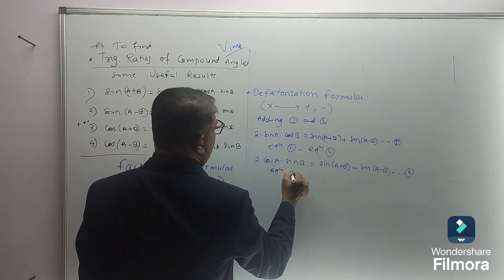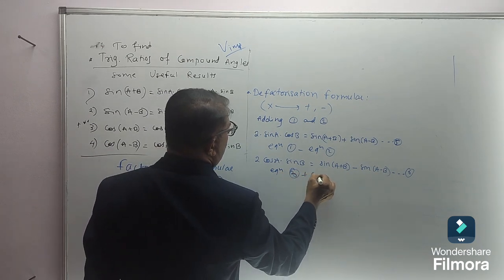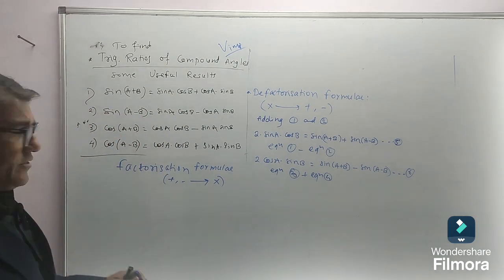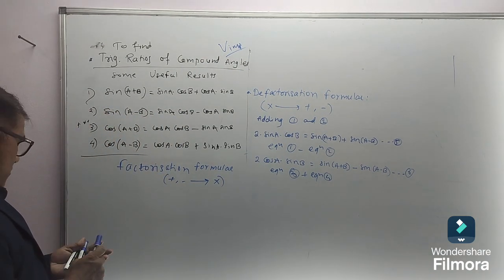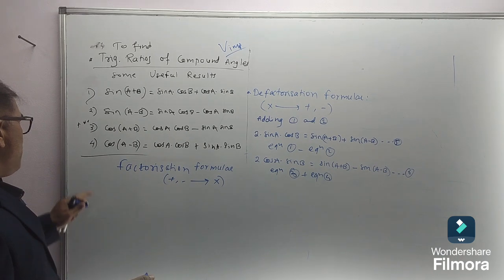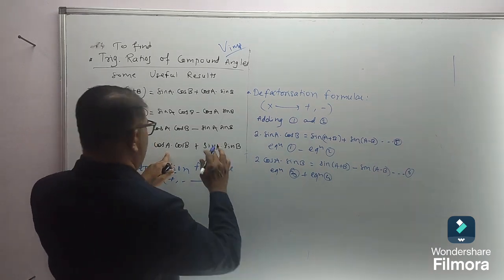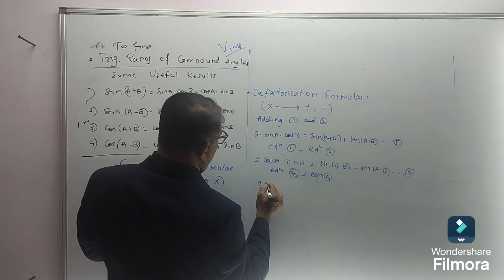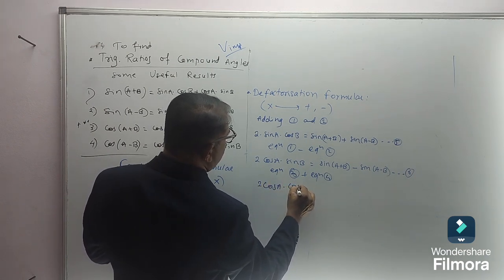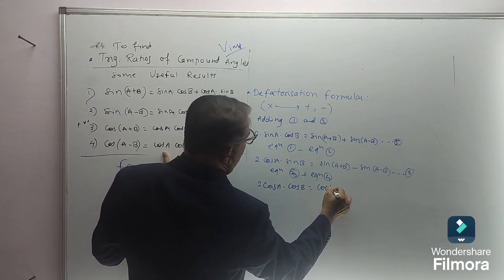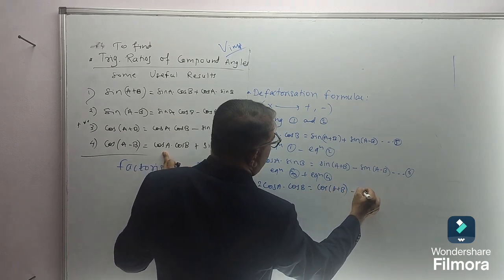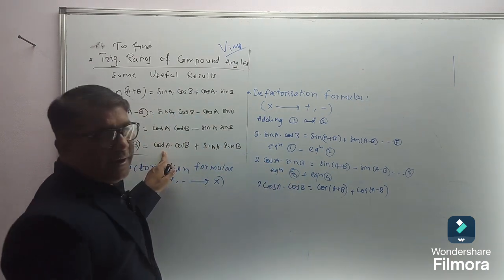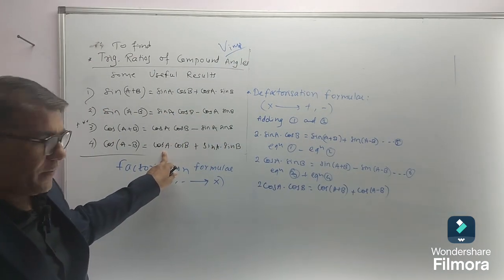Similarly, equation 3 plus equation 4, after doing this, what do we get? Equation 3 plus equation 4, these two terms are cancelled. Therefore, what I got: 2 cos A cos B is equal to cos A plus B plus, because we are going to add here, cos A minus B.